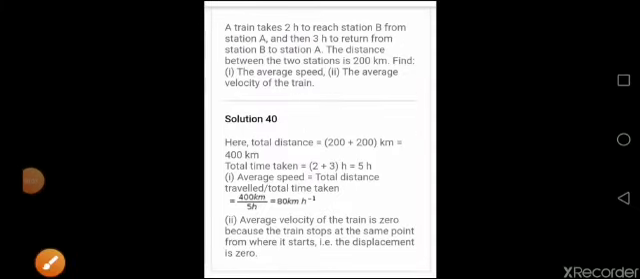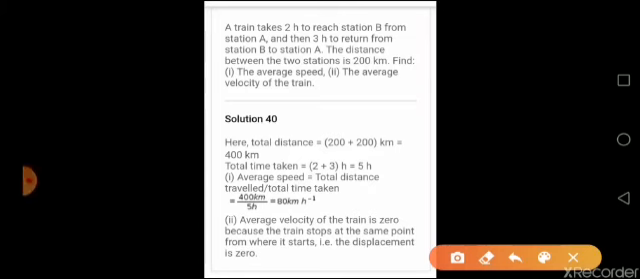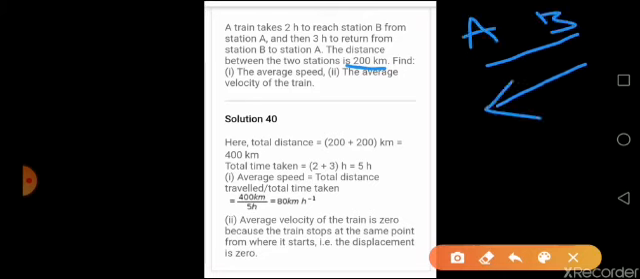Now let's solve question number 7. In question number 7, the distance between 2 stations is given to be 200 meter. Now the condition given is that the train is traveling from A to B and it is coming back from B to A also, right? Now from A to B it is given to cover in 2 hours, and from B to A it will be covering in 3 hours. So this is the question given. You have to find out the average speed and average velocity of the train.